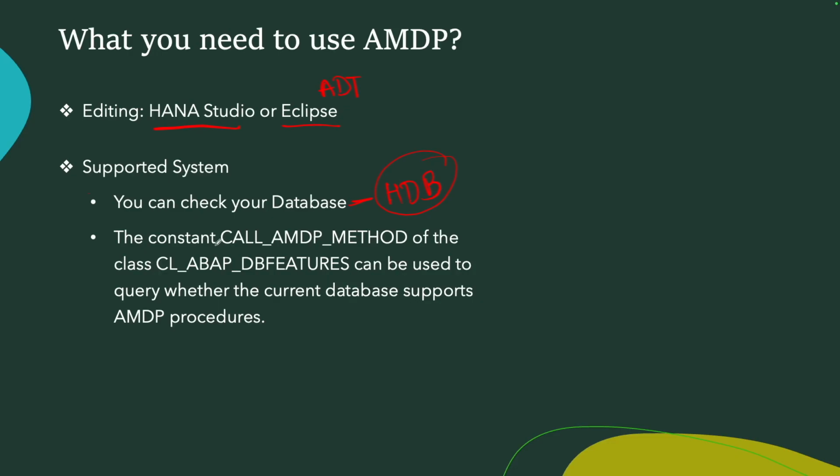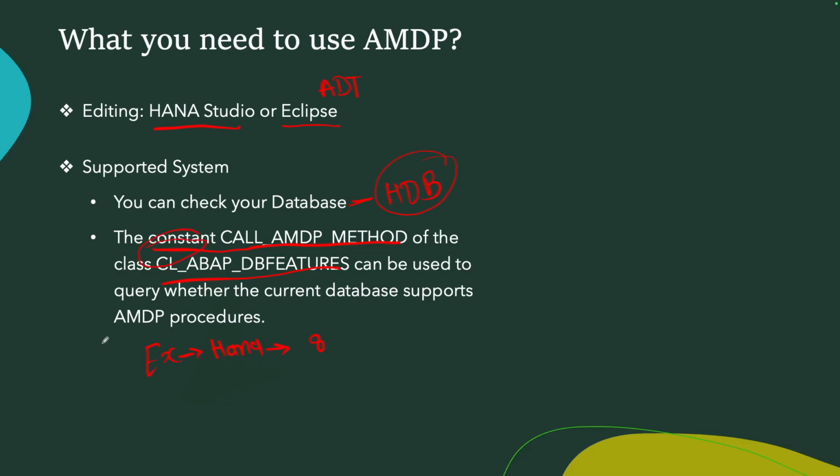If you want to check programmatically that your system is supported for AMDP, you can use the constant called AMDP method, which is an attribute of the CL_ABAP_DB_FEATURE class. I have checked this, and this line is from the official SAP documentation. I have checked it for both systems. In my HANA supported database system, this constant has the value 8, and in my ECC system, where there is another database, I don't have this constant.